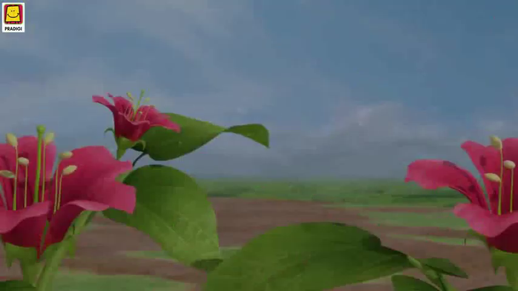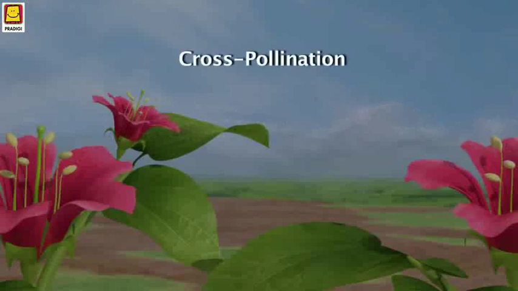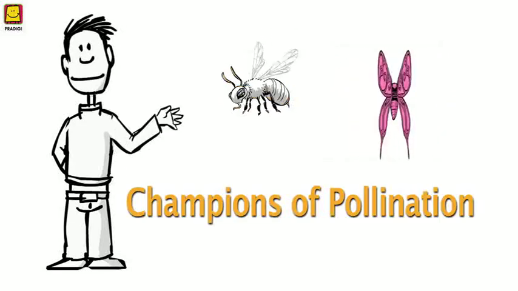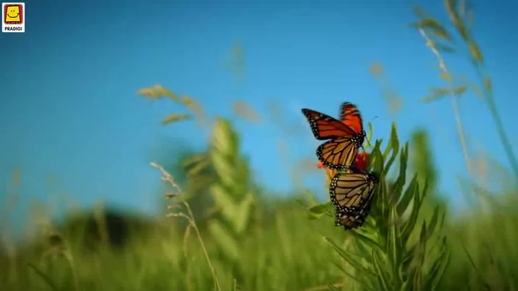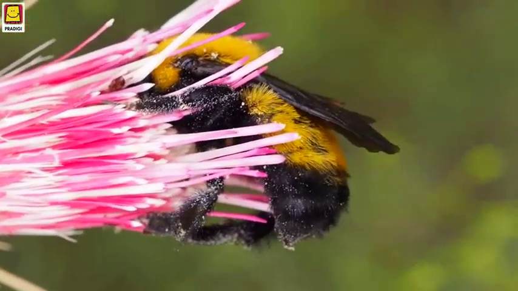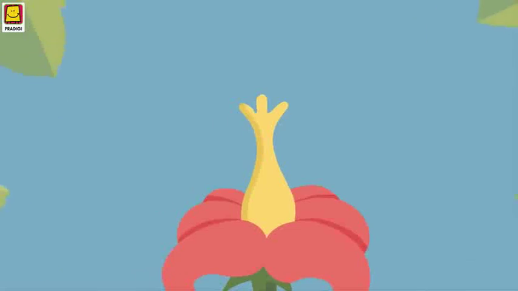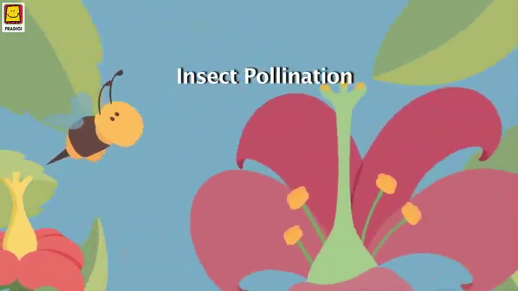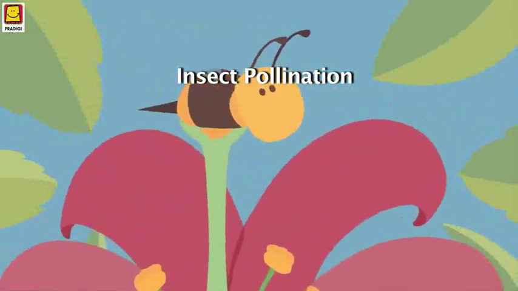But in some plants, pollination takes place when the pollen grains from a flower fall on the stigma of another flower on another plant. This is called cross-pollination. If there are any champions of pollination, they are the insects, moths, butterflies, bumblebees, honeybees, etc. This type of pollination through insects is thus called insect pollination.